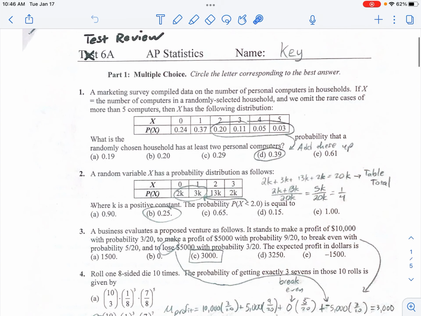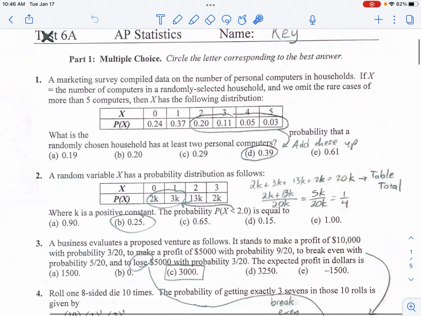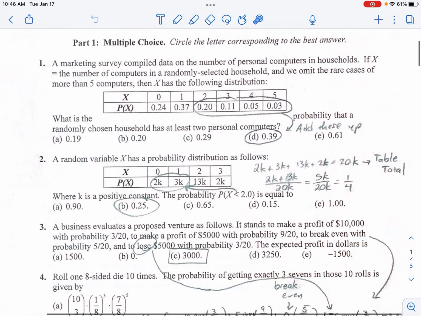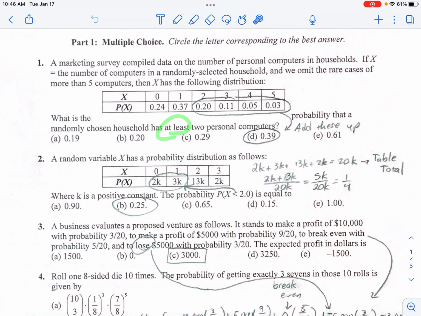Okay, so number one, it gives you a distribution based on probabilities, and it's a pretty straightforward question. It's asking you the probability that there's at least two personal computers. So just make sure you know at least includes two. So you just have to add up these four numbers, and that'll be 39%. It could always be worded like no more than two or things like that. So just be very careful if you know two is included or not.